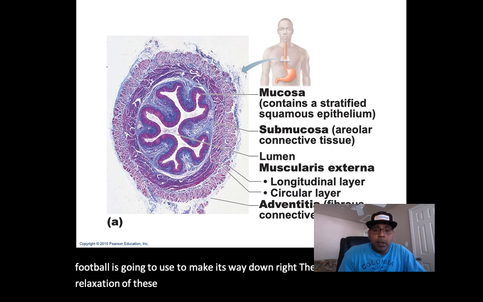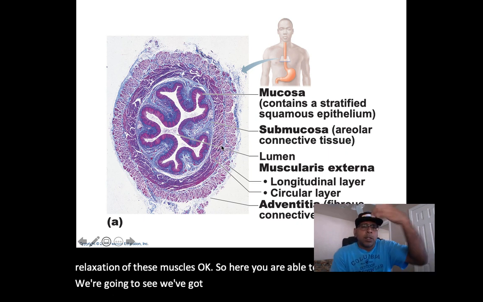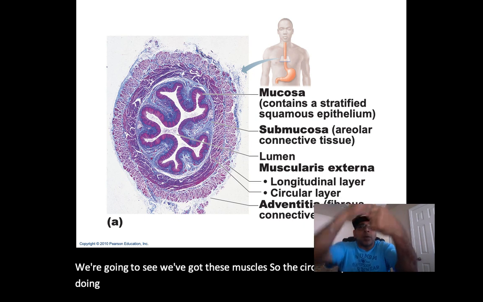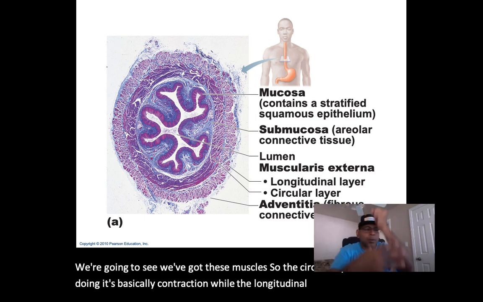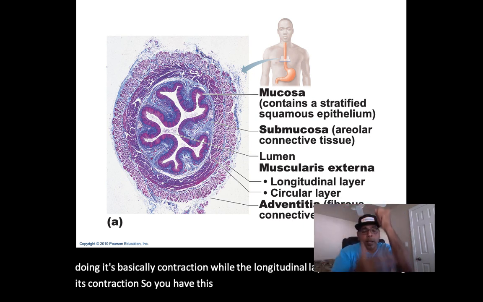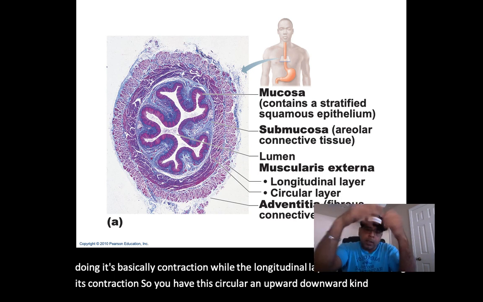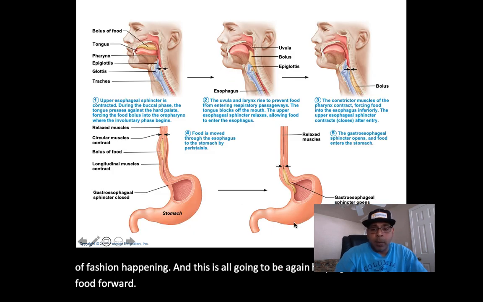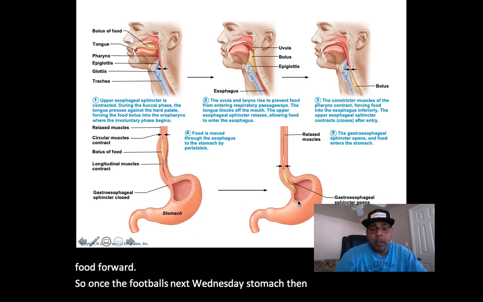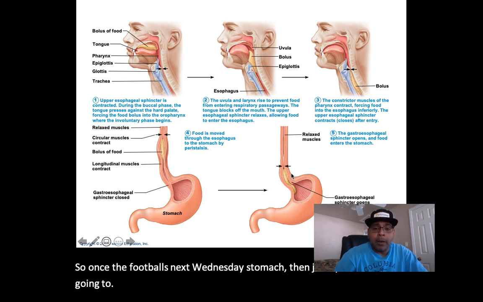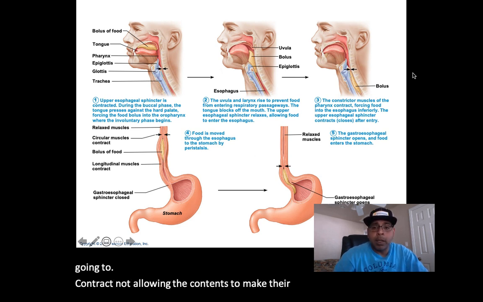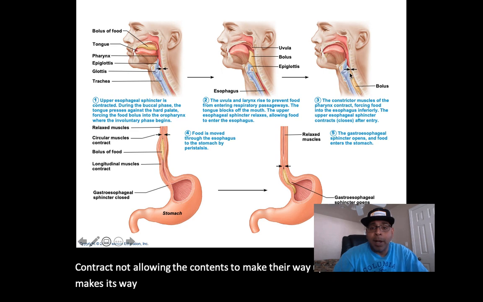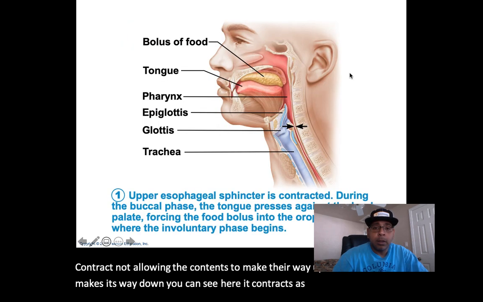Here you're able to see these muscles. The circular layer will be doing its contraction, while the longitudinal layer is also doing its contraction. So you have this circular and an upward, downward kind of fashion happening, and this is all again helping to move this food forward. Once that food bolus makes its way into the stomach, this sphincter is going to contract, not allowing the contents to make their way up. And once this food bolus makes its way down, you can see here it contracts as well. So here you can see it all in greater detail.